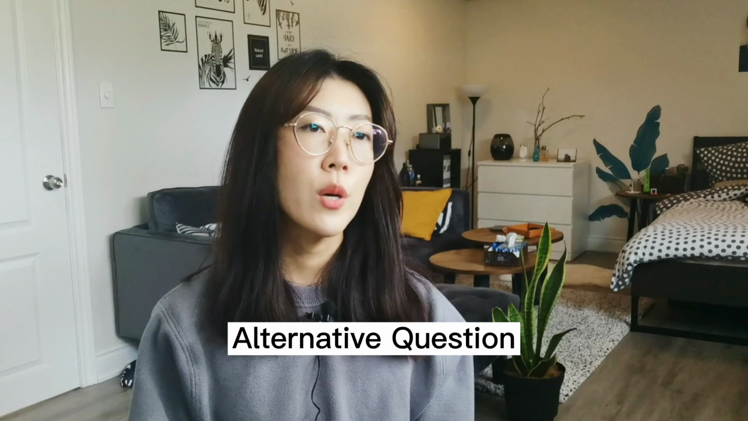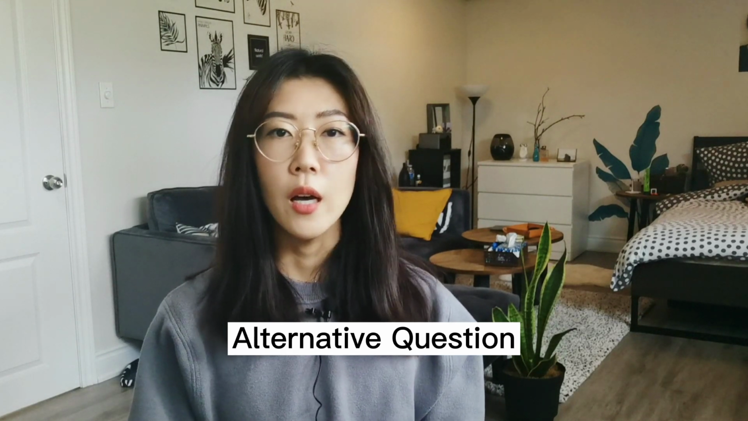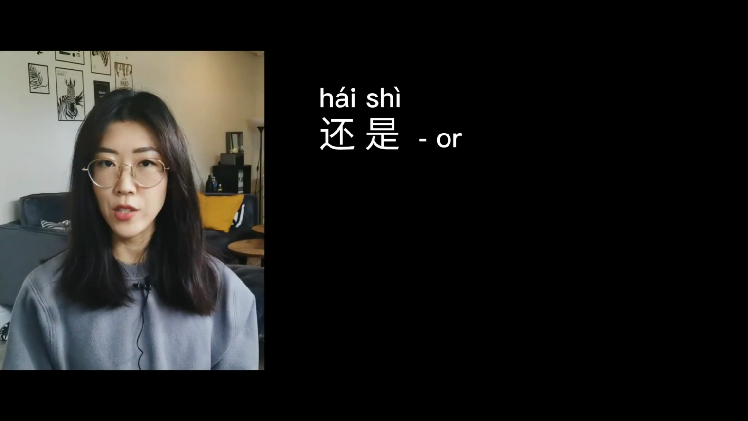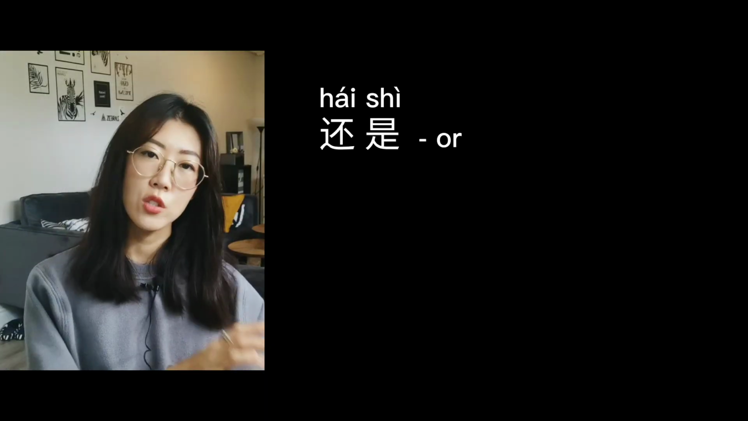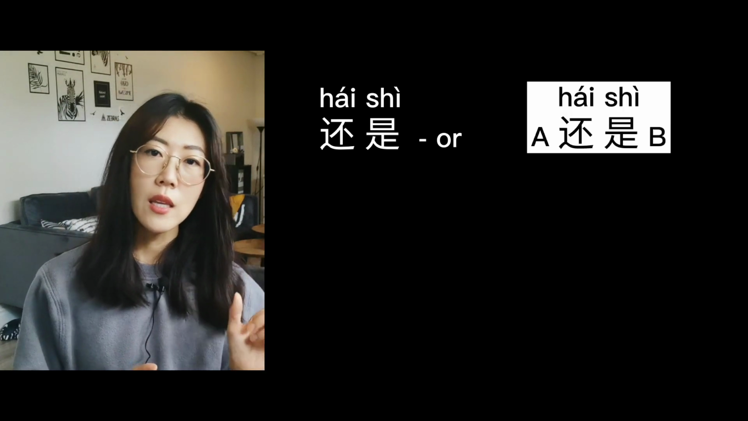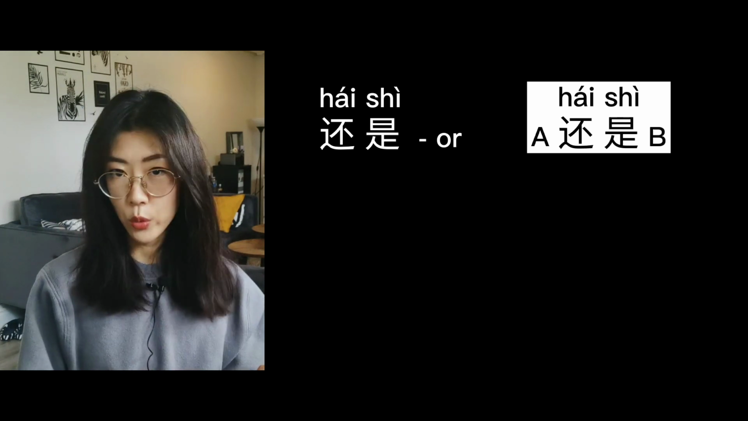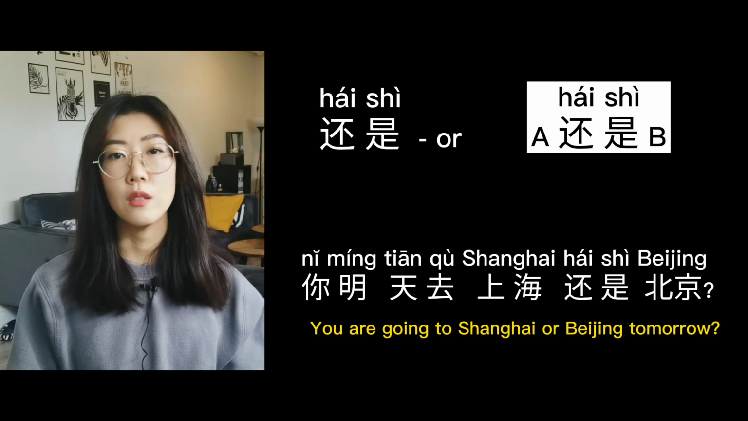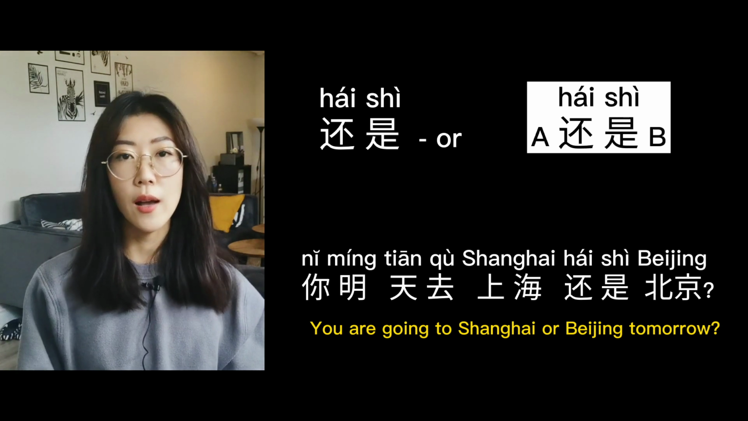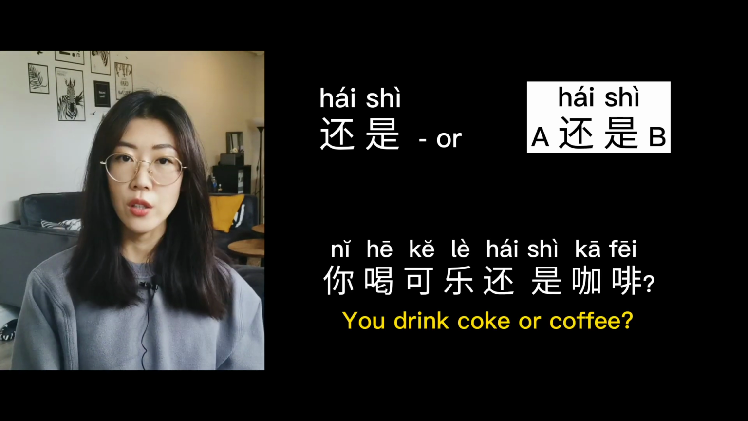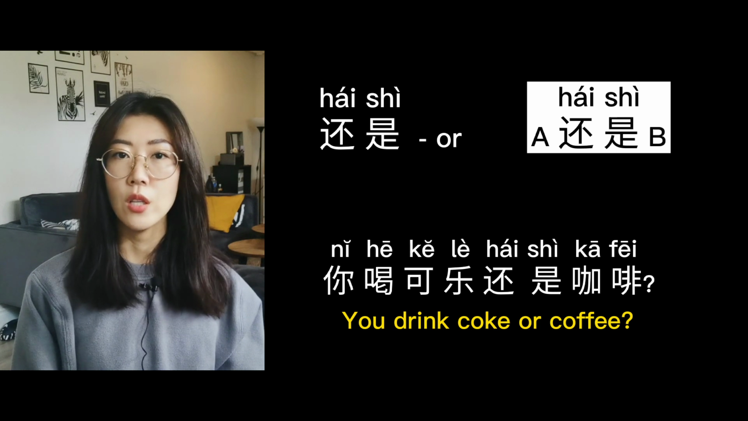So last one, alternative question. Alternative question means that there are options, A or B. In Mandarin, or is 还是. The structure will be A 还是 B. A and B, they have to be similar words. 你明天去上海还是北京? 明天 means tomorrow. 你喝可乐还是咖啡? 可乐 means Coke. 咖啡 means coffee.